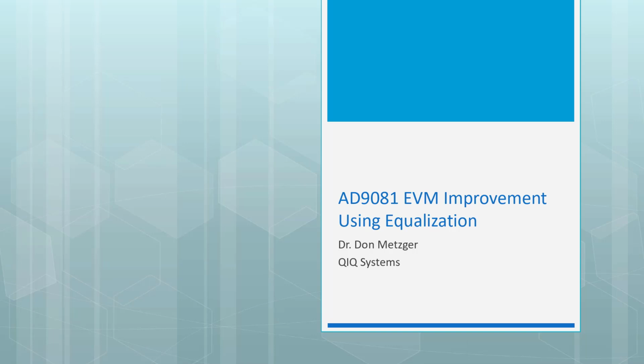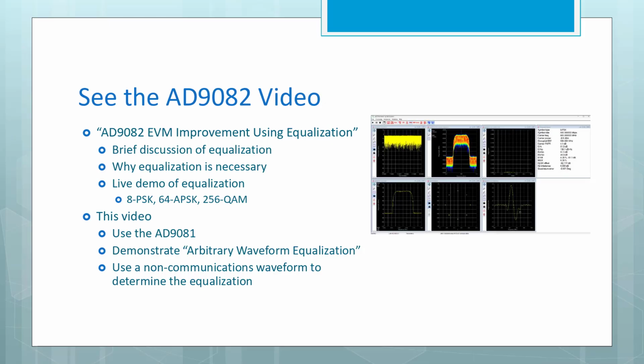Hello, this video shows how to improve the EVM when using an Analog Devices AD9081 MxFE chip by using equalization. This is the second video that we're doing on this subject. A previous YouTube video is the AD9082 EVM Improvement using equalization. I would encourage you to go take a look at that video because we do a brief discussion of equalization.